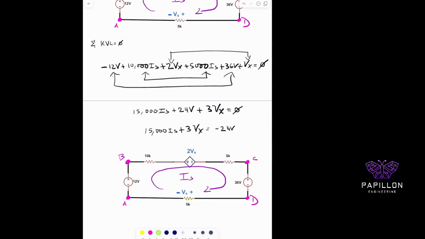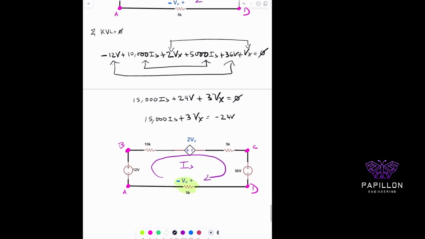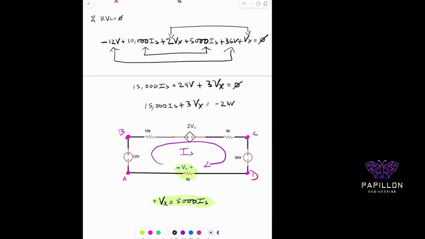And what is Vx really equal to? Again, I'm going clockwise, so I'm entering into that positive terminal. So positive Vx is the same thing as saying 5,000 ohms times Is. It's really important, because this is what it's dependent on within our circuit. With all dependent-based problems, there's always going to be some sort of constraint. Your objective is to find that constraint and utilize it to solve the problem.